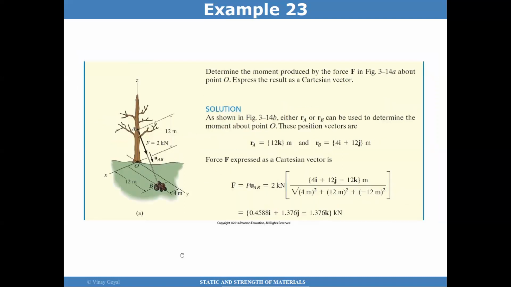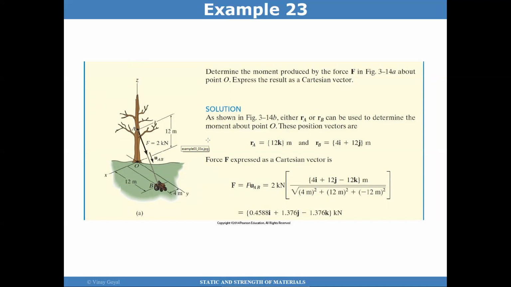Here's yet another example of a tree which is attached to a truck by a cable. We know that the force is 2 kilonewtons in that cable, and we want to find out the moment due to this force F about O. The first step is to determine the position vector, and that position vector can be pointed from point O to B or from point O to A.